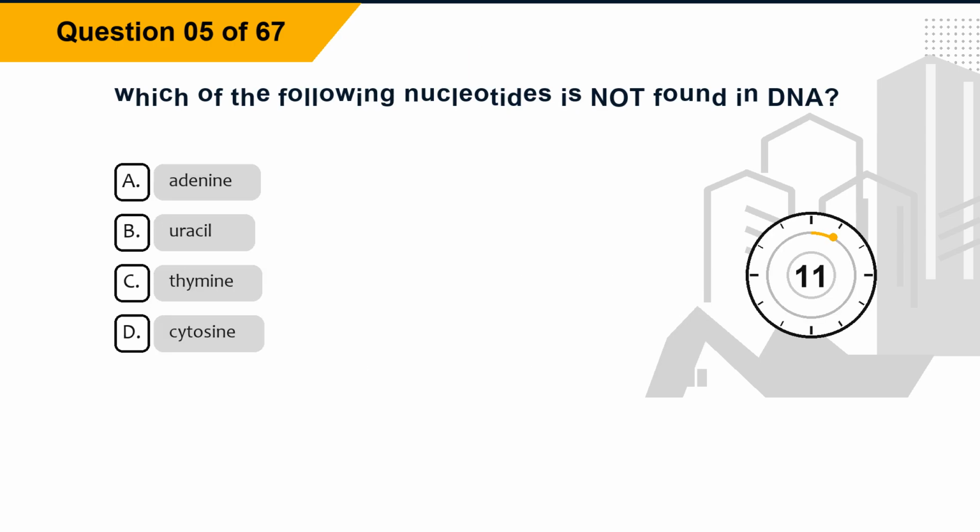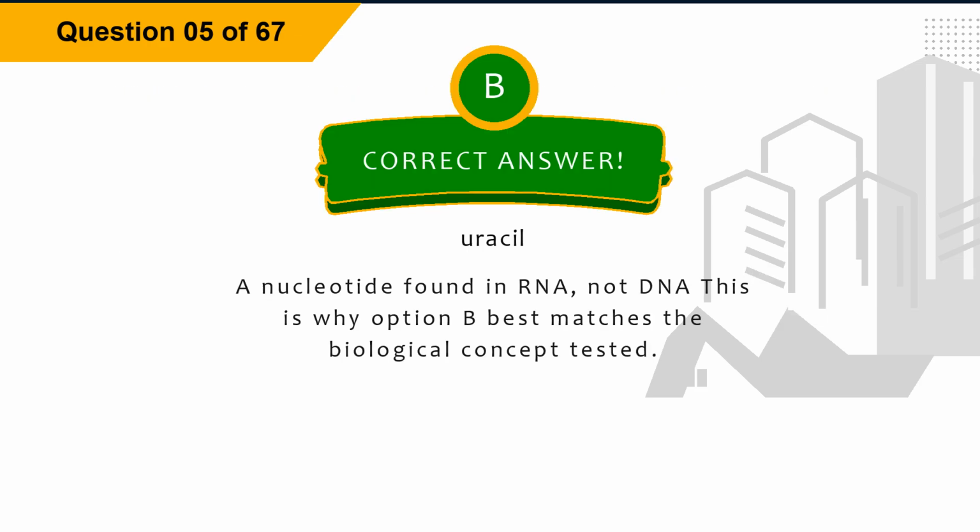Question 5. Which of the following nucleotides is not found in DNA? Option A, adenine. Option B, uracil. Option C, thymine. Option D, cytosine. The correct answer is option B, uracil. Explanation: Uracil is a nucleotide found in RNA, not DNA. This is why option B best matches the biological concept tested.